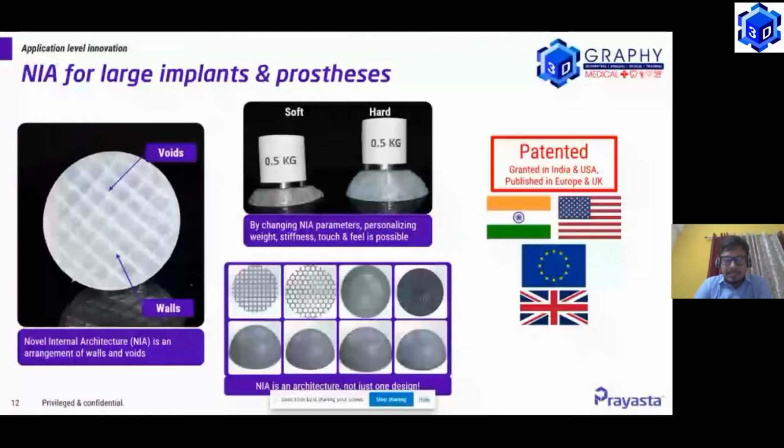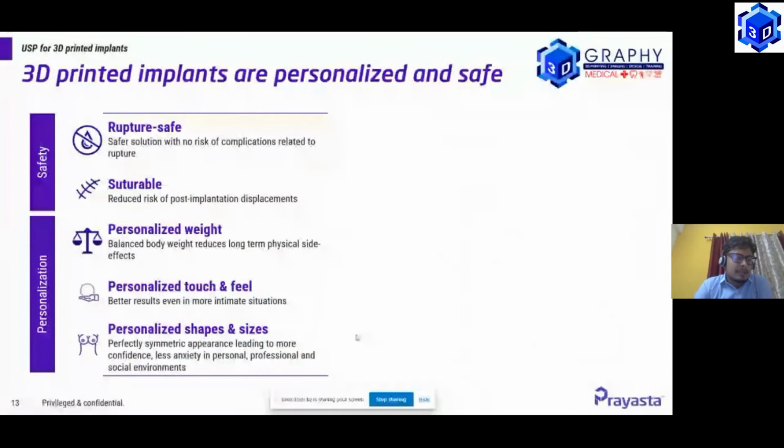It was granted in the first examination itself, given the novelty of the design and the technology. To summarize the product part of it, there are 5 important value propositions. 3 of them ascribe to personalization: personalized shape and size, personalized touch and feel, personalized weight. And then the safety aspect, also: the fully rupture safe implant and a fully suturable implant.